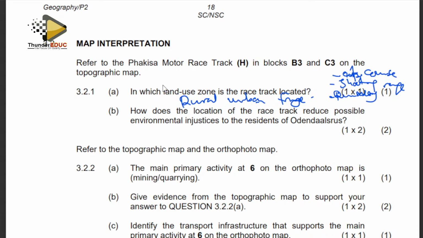Remember, when they talk about land use, we are referring to what the land is used for. Remember, under settlement, you know the land use we're referring to, the CBD. Okay, we have the rural urban fringe.